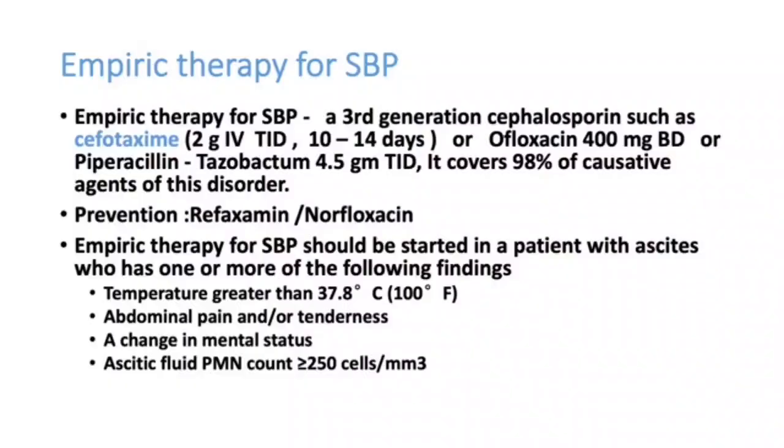To prevent SBP, norfloxacin prophylaxis. In a patient who is admitted with chronic liver disease, to prevent SBP, we can give rifaximin. They are gut sterilizers. Then if the patient is admitted with SBP, then we have to start ceftriaxone or cefotaxime, because most of the time these SBP is produced by gram-negative organism, E. coli. So these drugs are very important. Third generation cephalosporins are very important.